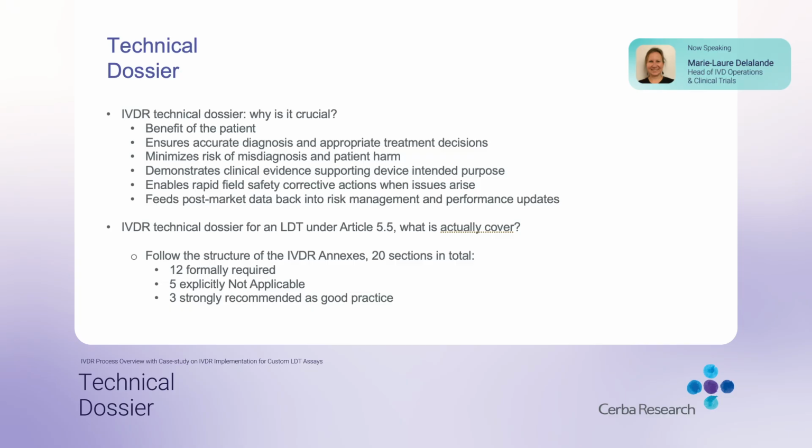The structure follows strictly the IVDR Annexes, 20 sections in total. 12 are formally required. They include, for sure, the GSPR checklist, the performance evaluation, the risk management file, and the post-market surveillance plan. 5 are explicitly not applicable.